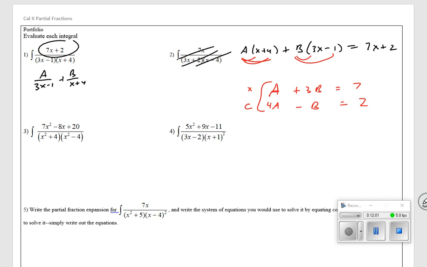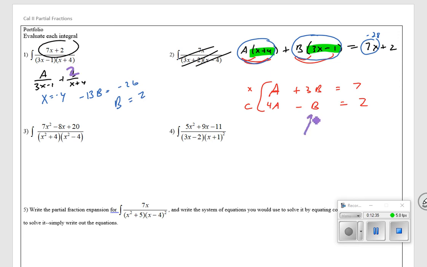Now, if I let x be 1/3, that becomes 0. Or if I let x be negative 4, that becomes 0. And most of my students don't like fractions. So x is negative 4. And that becomes 0. And that's negative 12 minus 1 is negative 13b. And if x is negative 4, that's negative 28 plus 2 is negative 26. So b is 2. And if b is 2, then a is 1.